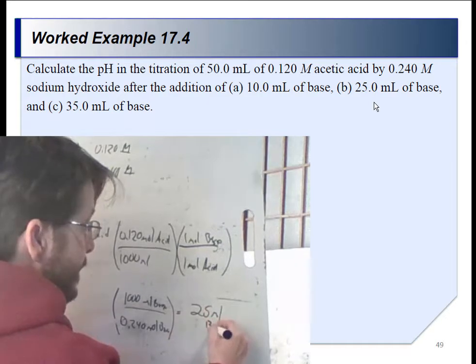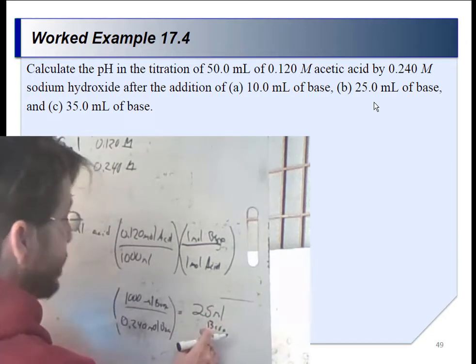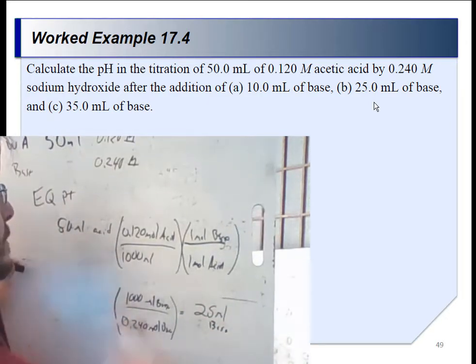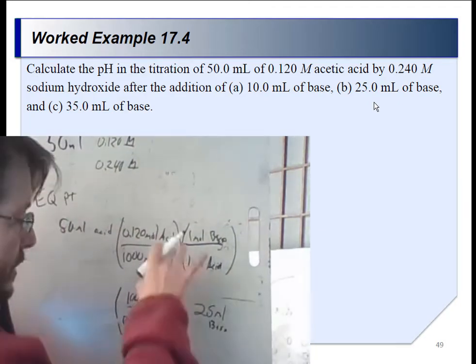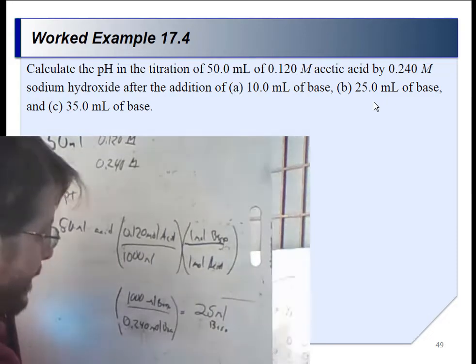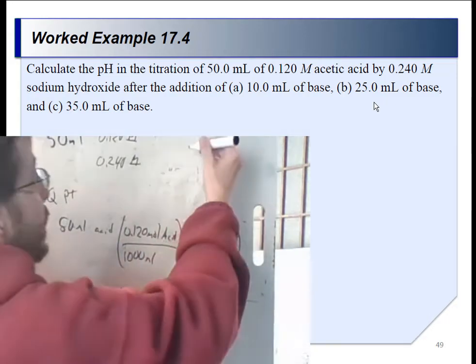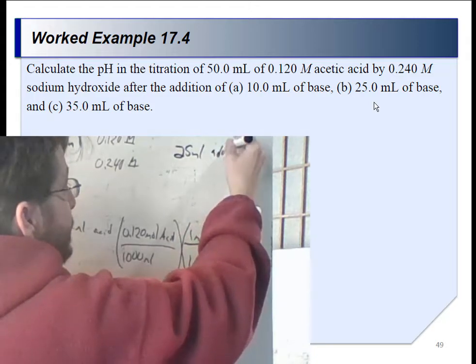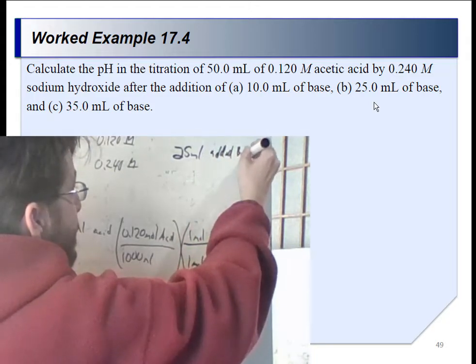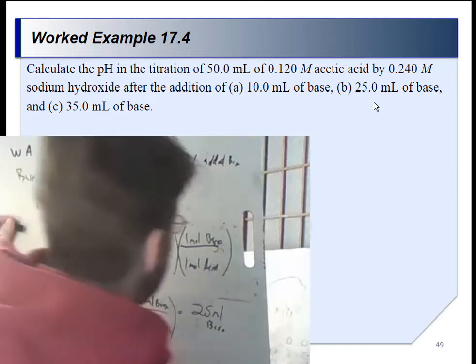It would take 25 mils of base to completely use up 50 mils of acid. The concentration is twice as much. I mean, we could have eyeballed this, but I wanted to work it out because it doesn't matter. All right, so we now know our equivalence point is 25 mils of added base.